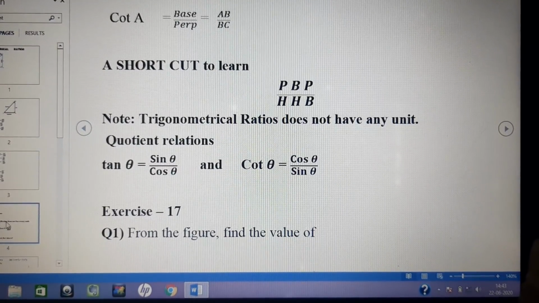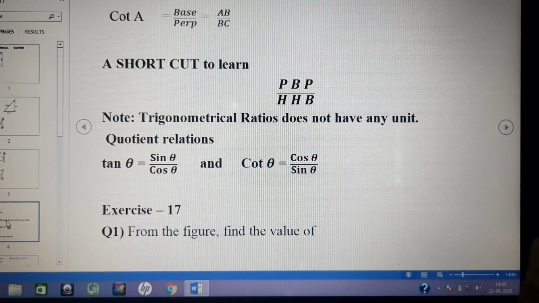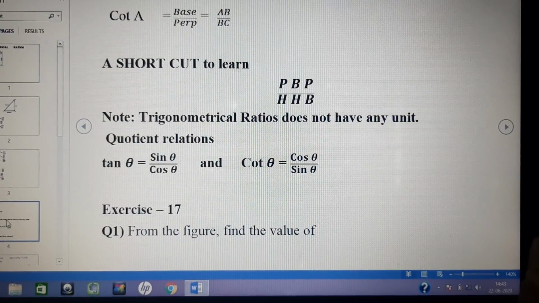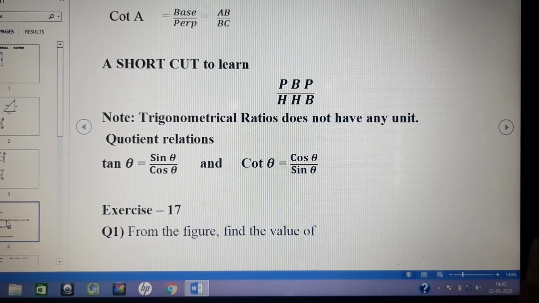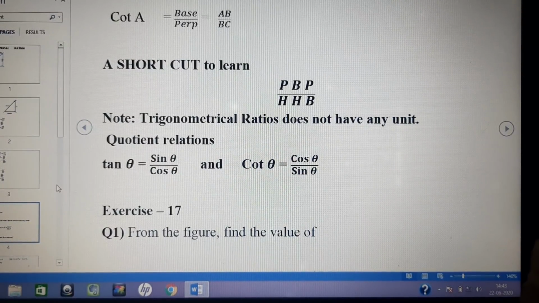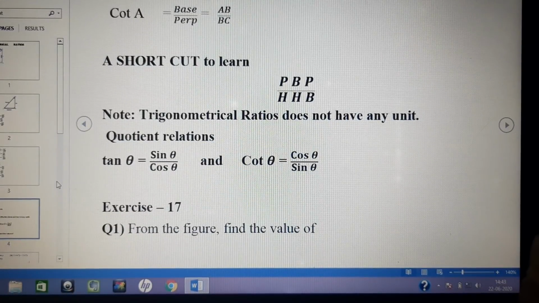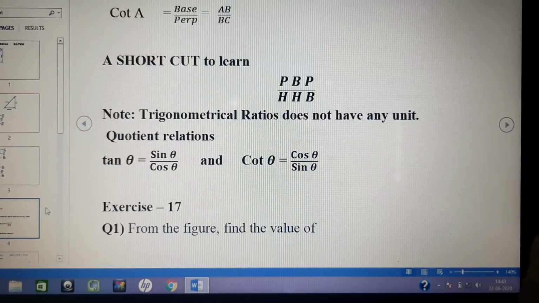One more thing you have to keep in your mind is that trigonometrical ratios do not have any unit, because we are dividing centimeter by centimeter. Generally they are in centimeters, but otherwise these are the lengths which are divided. Clear? So they do not attain any unit. Ratios do not attain any unit. Clear? So moving on to the exercise, how to apply them.